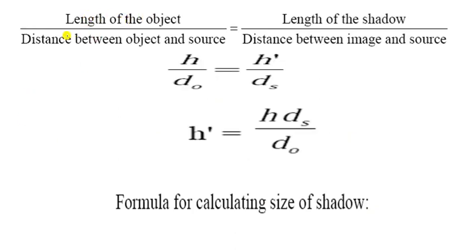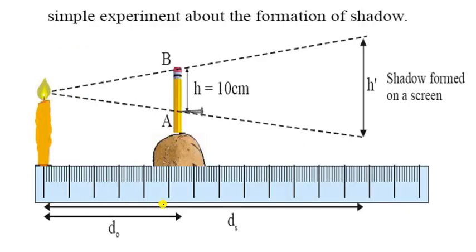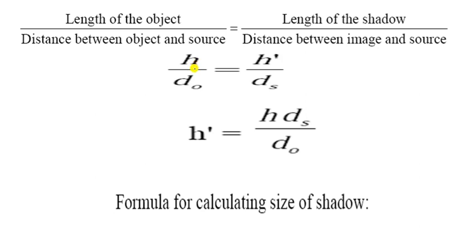The length of the object upon the distance between the object and the source is equal to the length of the shadow upon the distance between the image and the source. So h upon DO, that is the distance of the object. You can see in this figure, it is the distance of object DO and the distance of shadow, that is DS, and height of the object, that is H, and height of the shadow, that is H dash. So the formula is H upon DO is equal to H dash upon DS. So H dash will be equal to H into DS upon DO. So we can calculate the image of the object with the help of this formula, the formula for calculating the size of the shadow.